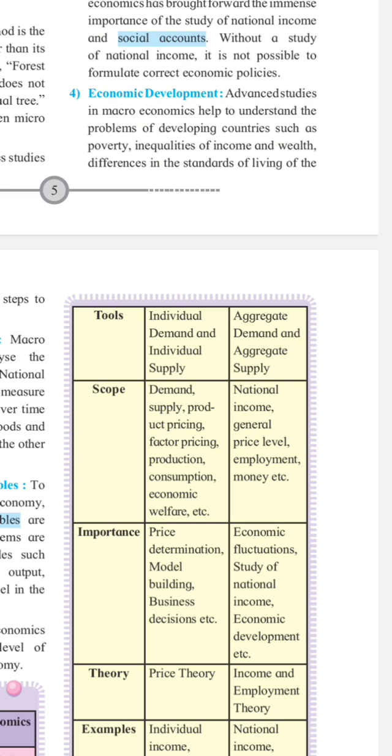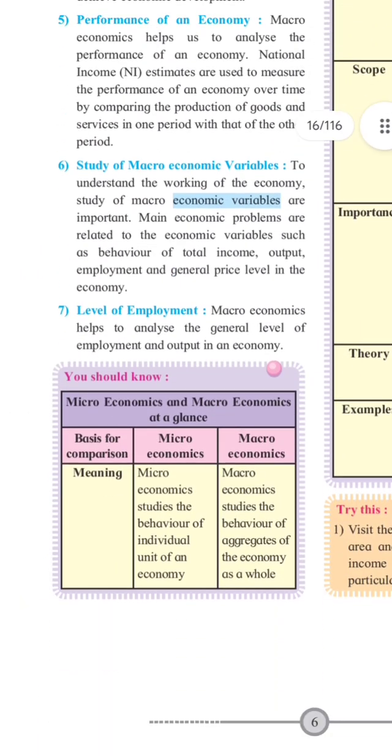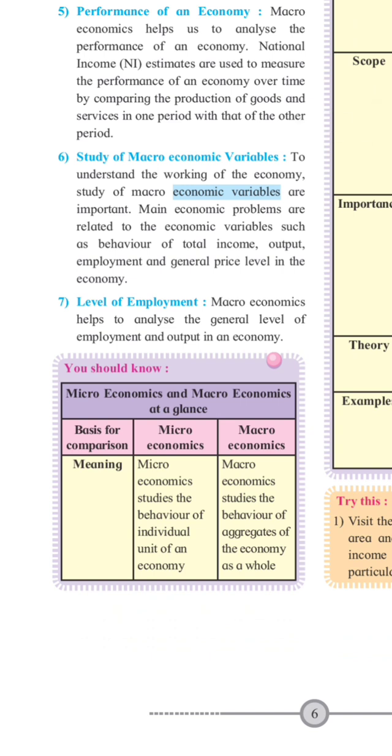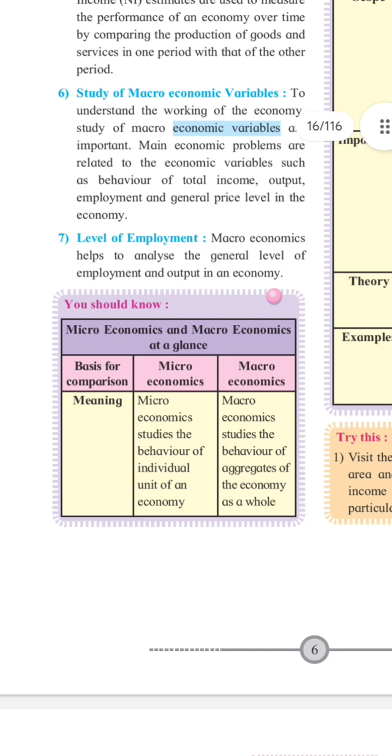Fifth, we have performance of an economy. National income estimates are used to measure the performance of an economy over time. By comparing production in different periods, economic progress can be evaluated. Sixth, we have study of macroeconomic variables. Macroeconomics studies important variables such as income, output, employment, and general price level. These variables help us understand the functioning of the economy.